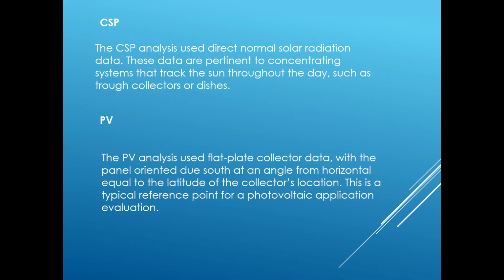Don't worry. The CSP analysis uses direct normal solar radiation data, and this data is pertinent to concentrating systems that track the sun throughout the day, such as the collectors or the dishes. Okay, next one is the photovoltaic cells. Photovoltaic analysis uses flat plate collector data with the panel oriented due south at an angle from the horizontal equal to the latitude of the collector's location.